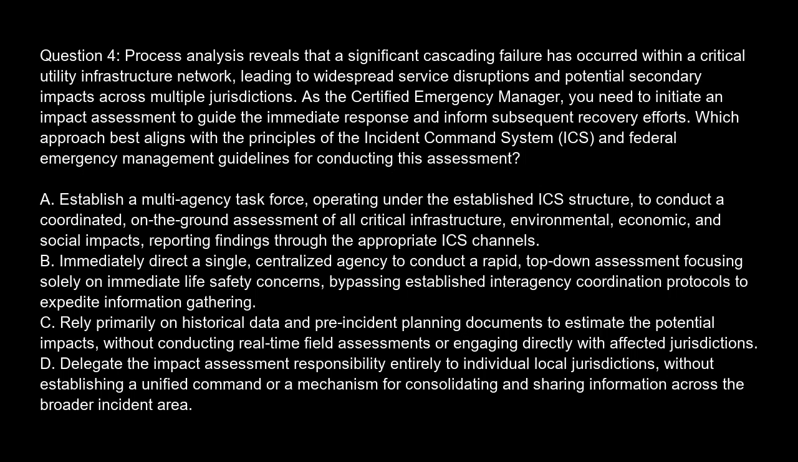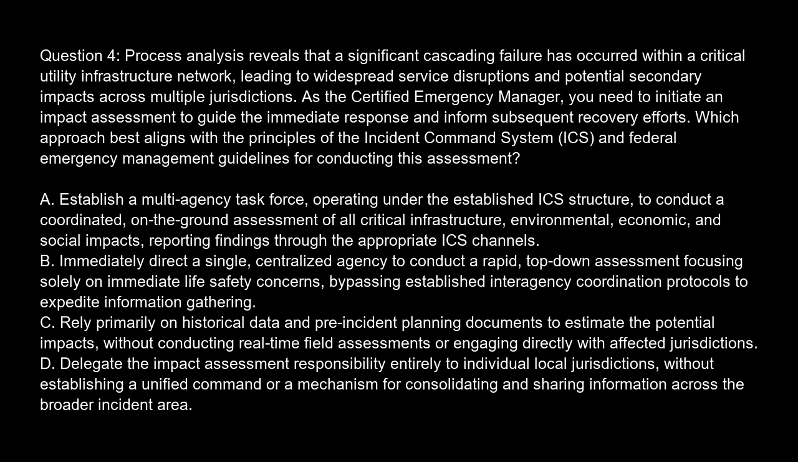Question 4. Process analysis reveals that a significant cascading failure has occurred within a critical utility infrastructure network, leading to widespread service disruptions and potential secondary impacts across multiple jurisdictions. As the certified emergency manager, you need to initiate an impact assessment to guide the immediate response and inform subsequent recovery efforts. Which approach best aligns with the principles of the Incident Command System, ICS, and Federal Emergency Management Guidelines for conducting this assessment? Option A.